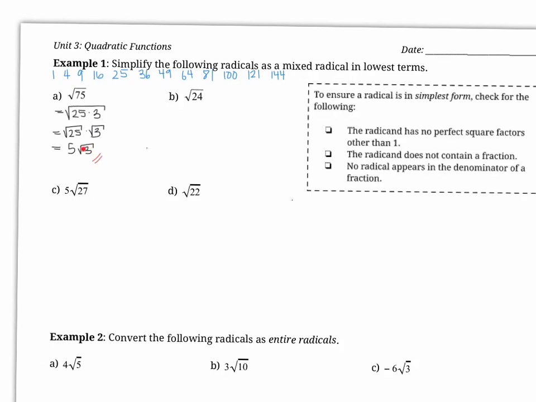So taking a look at this 3, sometimes we've got to break up a radical multiple times, but taking a look at this 3, are there any more perfect squares that go into this 3? Nope. 1 of course goes in, but that's not going to help us get rid of the 3. 4 is too big. So we're done. The radicand does not contain a fraction. We haven't dealt with fractions yet. And no radical appears in the denominator of the fraction. We have no fraction, so there can't be a denominator. So we're done. So let's try B.